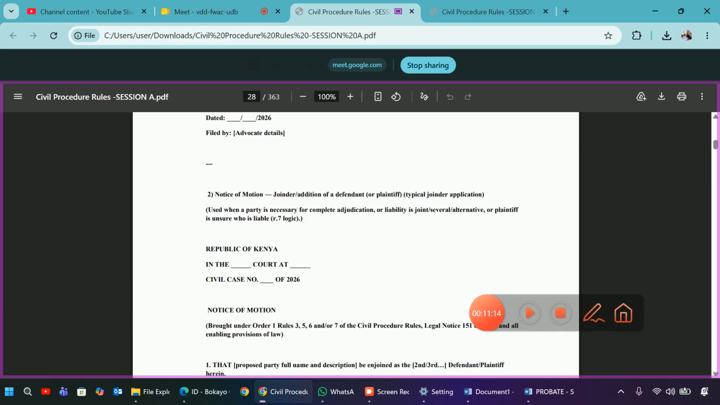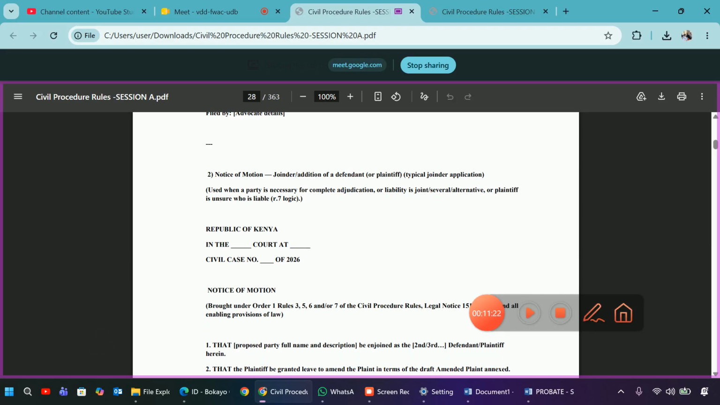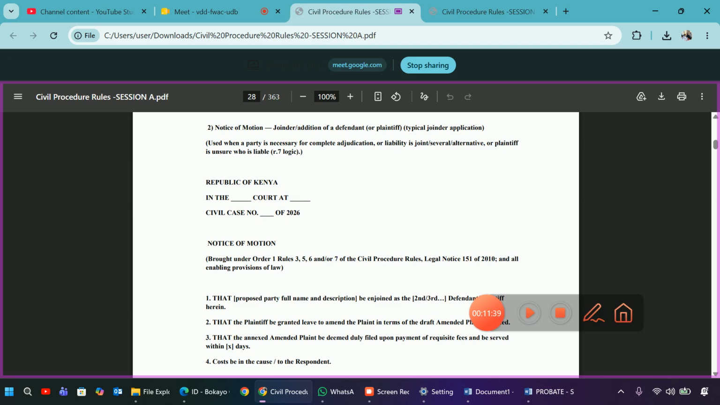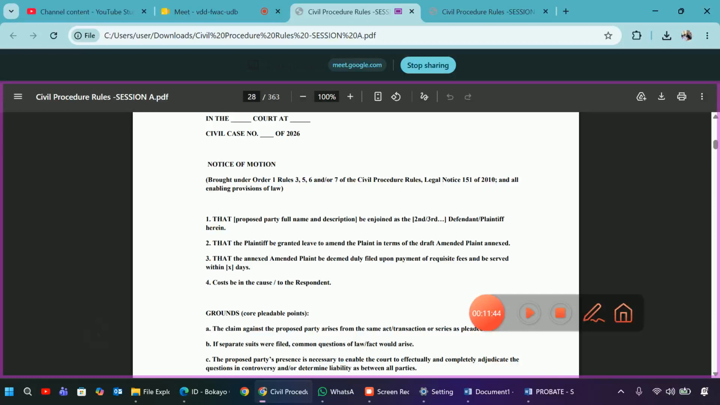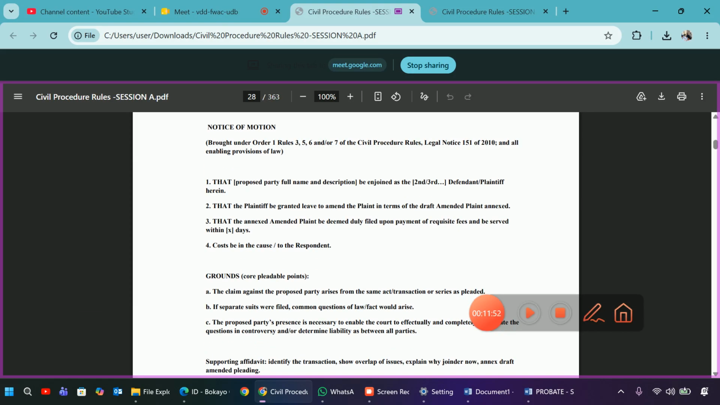Then let us see a joinder for addition of a defendant or plaintiff. So this is a typical joinder application used when a party is necessary for complete adjudication or liability is joint or several, and in alternative or plaintiff is unsure who is liable. So remember, you will be applying rule 7 logic where you are allowed to use an alternative person whenever you are not sure who to sue. So what document will you use? You use a notice of motion being brought under order 1, rule 3, 5, 6 and or 7 of the civil procedure rules and other enabling provisions.